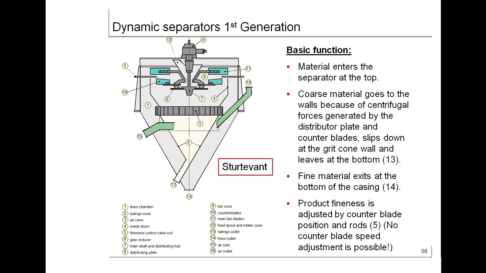You can see in the picture part-wise: fine chamber, tailing cone, air vane, inside drum, fineness control valve rod, air reducer, main shaft and distribution hub, distribution plate, fan cone, counter blades, main fan blades, feed spout and intake cone, tailing outlet, fineness outlet, air inlet, air outlet.